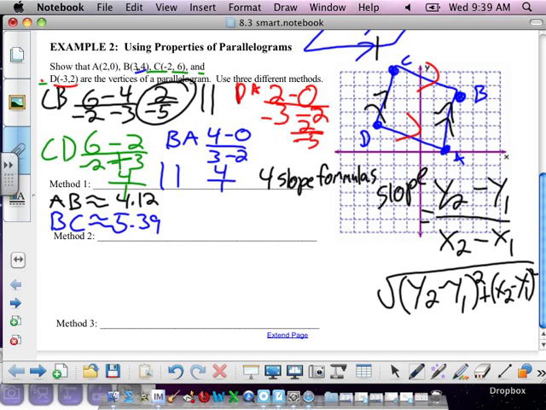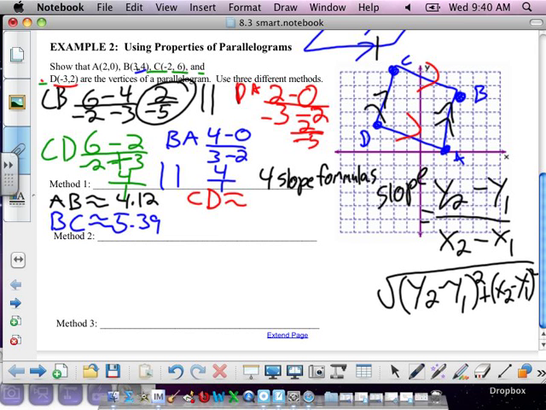Let's try, we've done AB, BC. Now we're going to do CD. Which one do we want CD to be congruent to? AB or BC? CD should be congruent to AB or BA. Yep. Okay. What is my Y2 for CD?